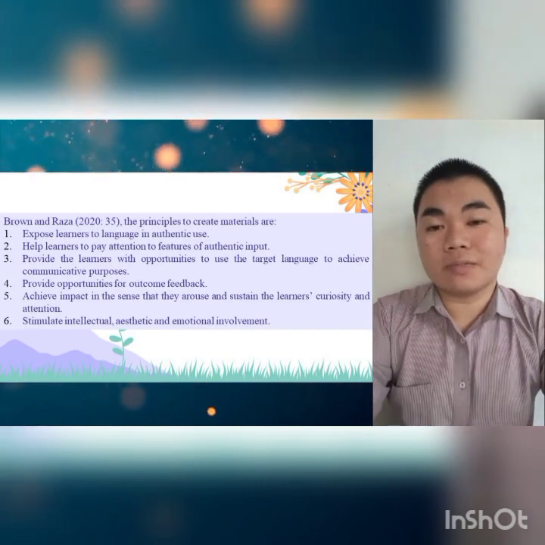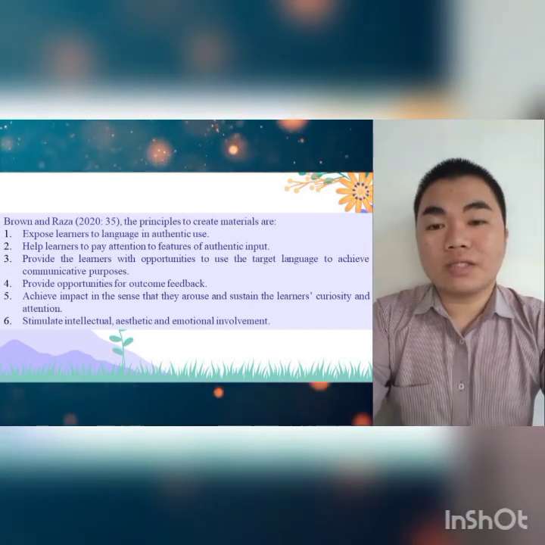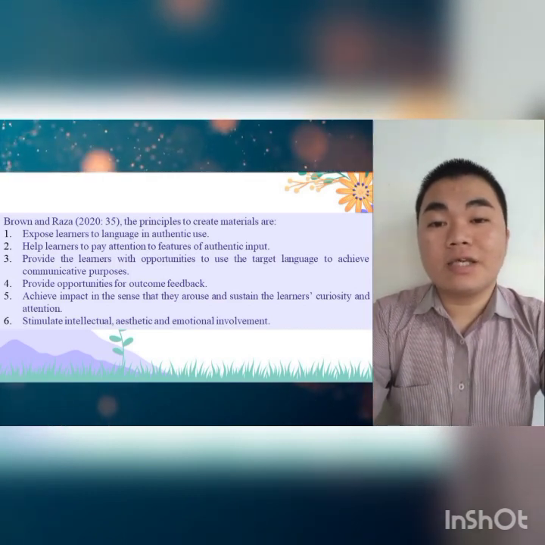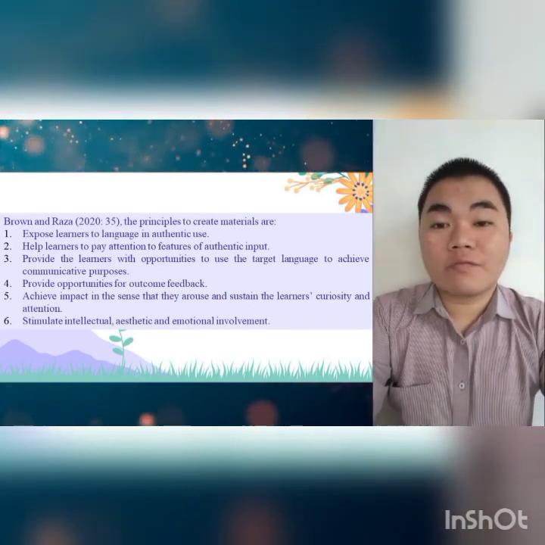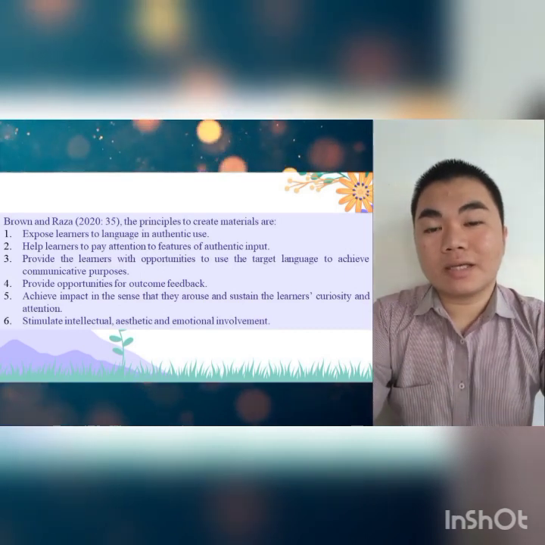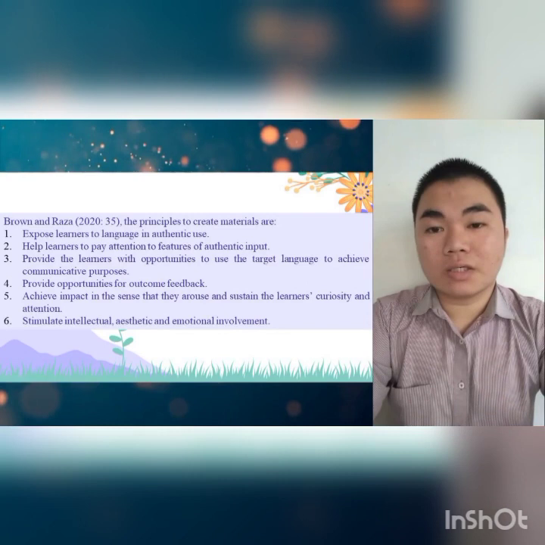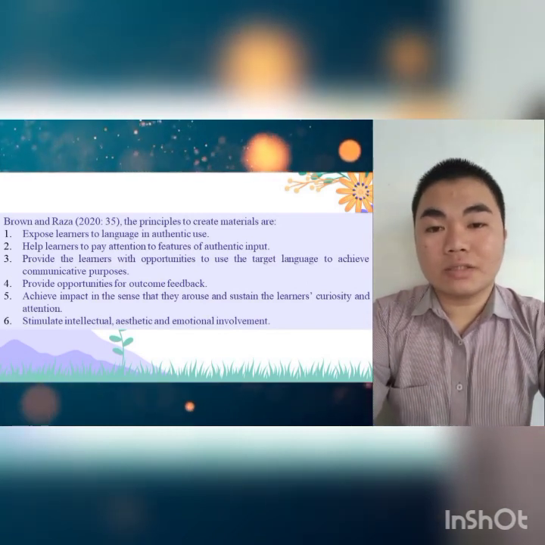And the fourth principle is to provide opportunities for outcome feedback. It means giving learners feedback on their performance in using the target language so that they can identify areas for improvement and work to develop their language skills.